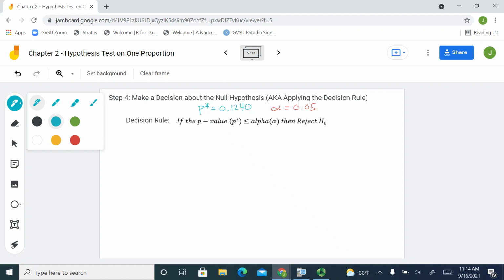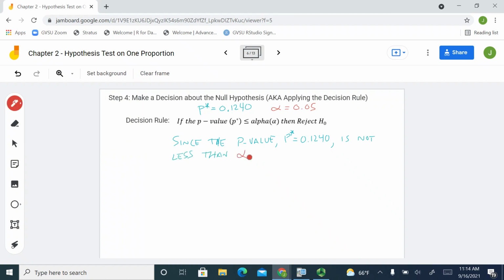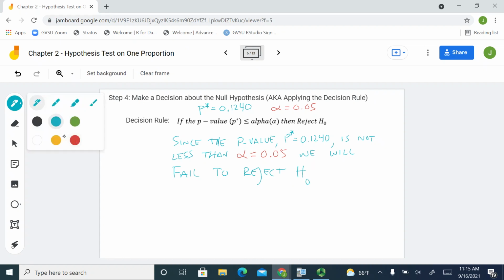So an appropriate statement to make would be something like this. Since the p-value, p star equals 0.1240, is not less than our level of significance, alpha equal to 0.05, we will fail to reject the null hypothesis H sub 0. So this right here, the fail to reject, this is our decision.